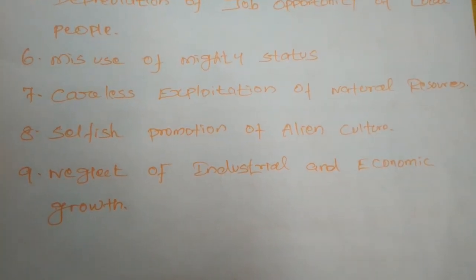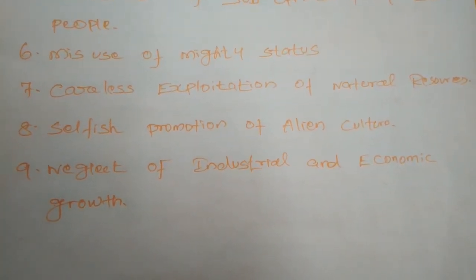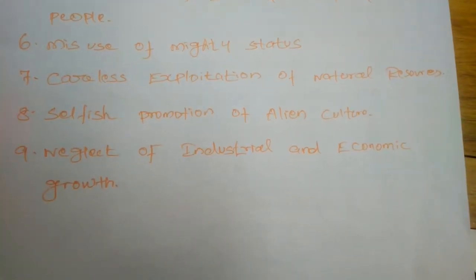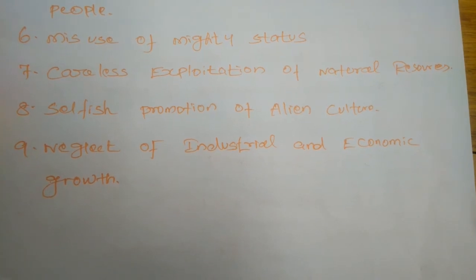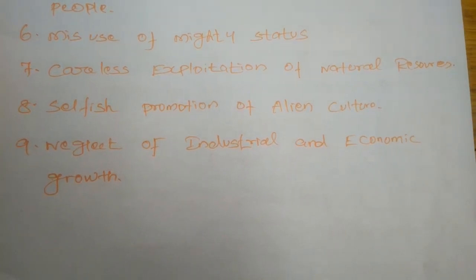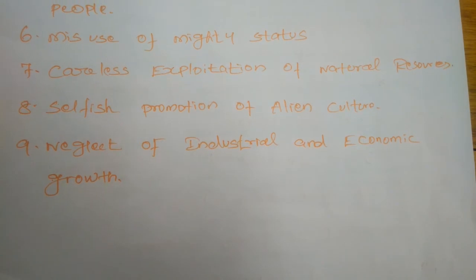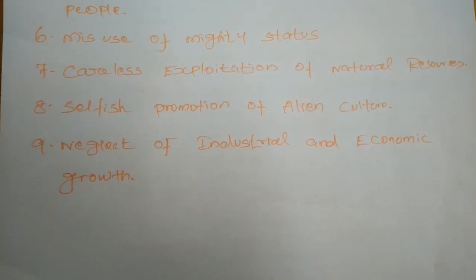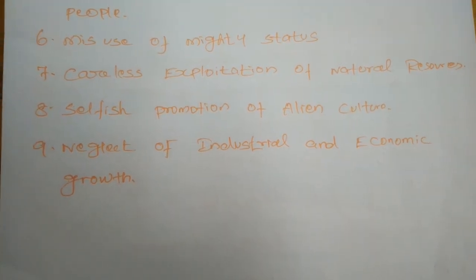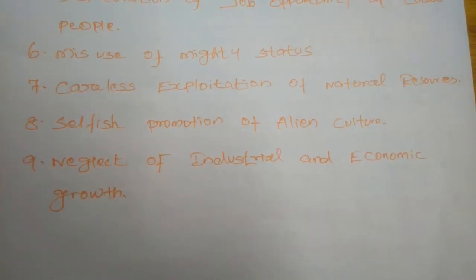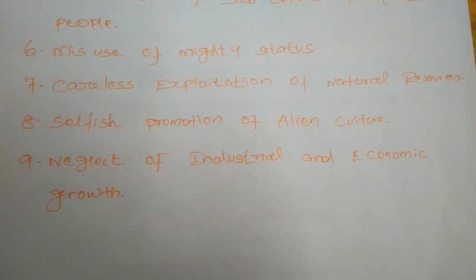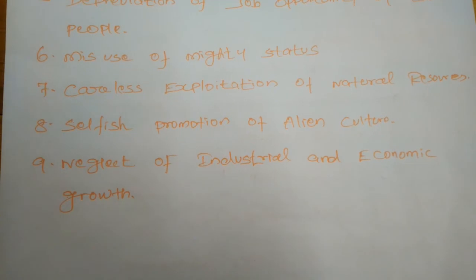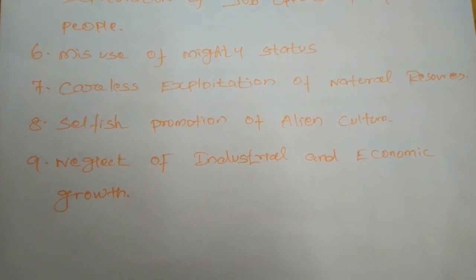Next, careless exploitation of natural resources. The multinational companies tend to use the natural resources of the host country carelessly, because by producing more commodities, they will demand more resources. Sometimes there is a chance of using the natural resources at the optimum level, but most of the time they are used carelessly. Carelessly means they start to exploit the natural resources in the host countries.